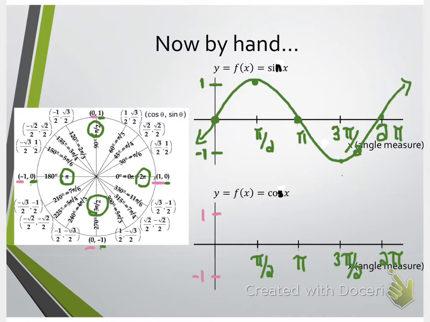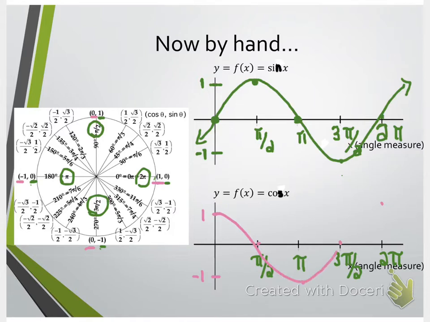At pi over 2, we got 0. At pi, we've got negative 1. At 3 pi over 2, 0. And at 2 pi, we're back to 1. Okay, and again, it's a pretty curve.